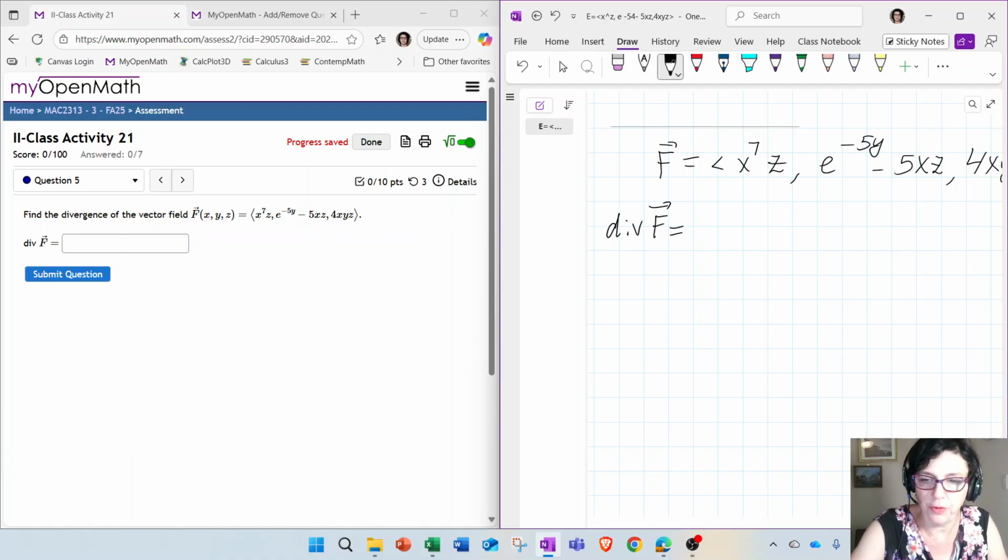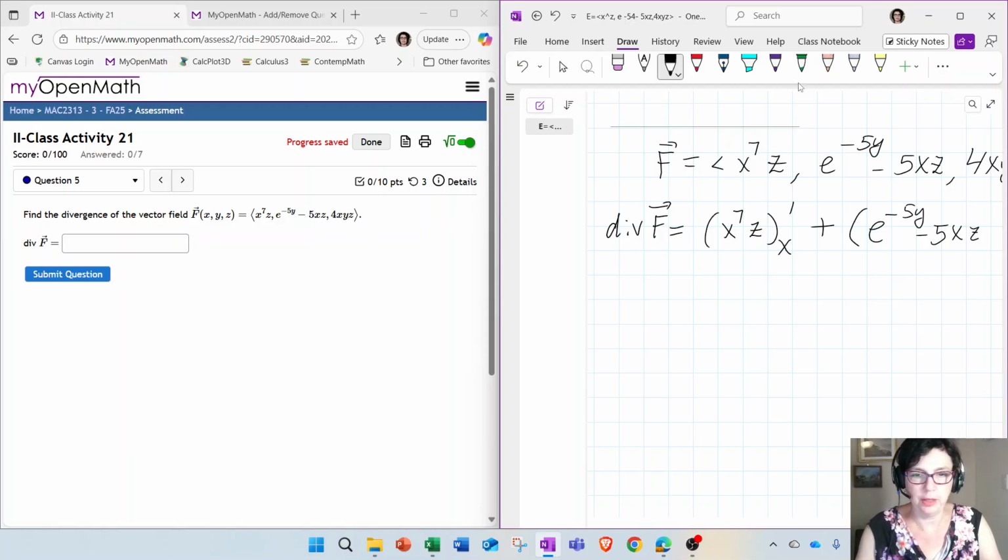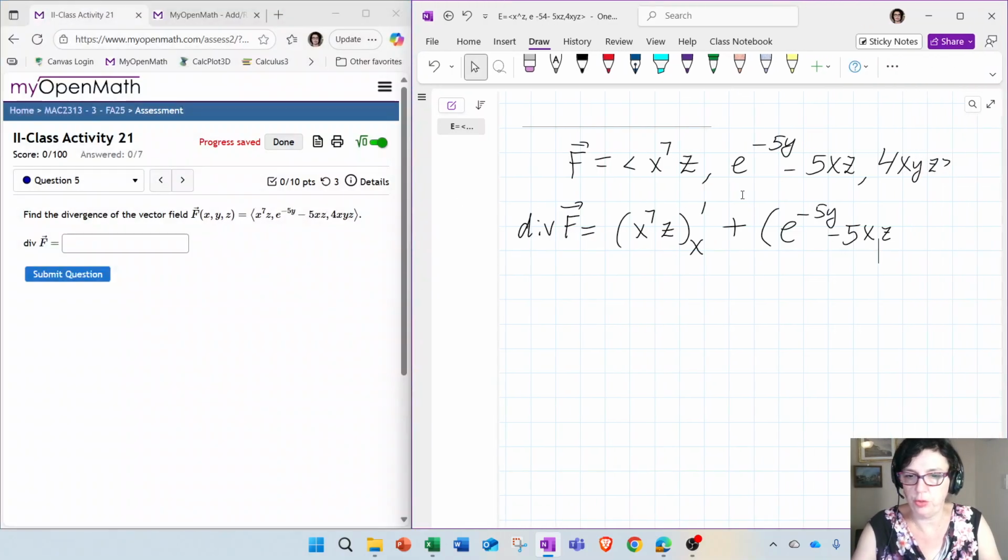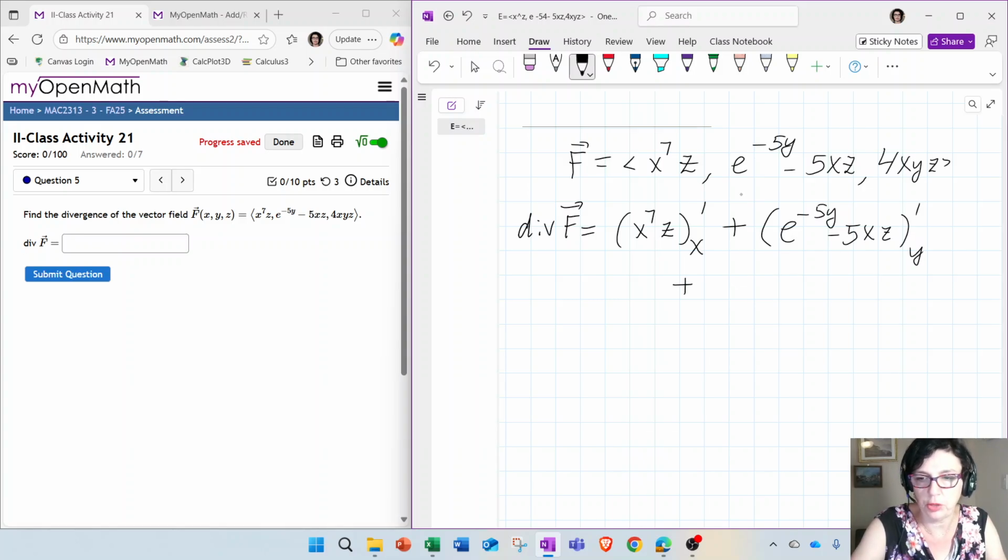Okay, so what is the definition of divergence? We take the first component of the field and take the derivative of it with respect to x, plus the second component, so e to the negative 5y minus 5xz, and we take the derivative of that with respect to y. So it's like first with respect to x, second with respect to y, and you probably already guessed that the last one is with respect to z. Okay, so now let's take a look at it.